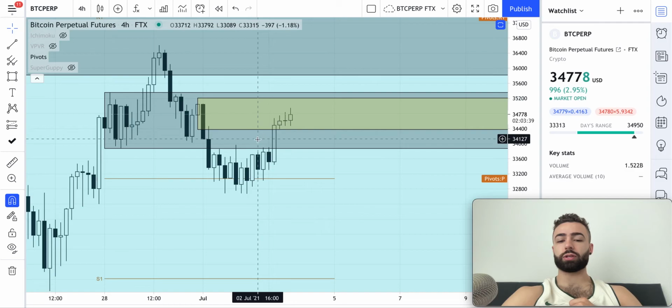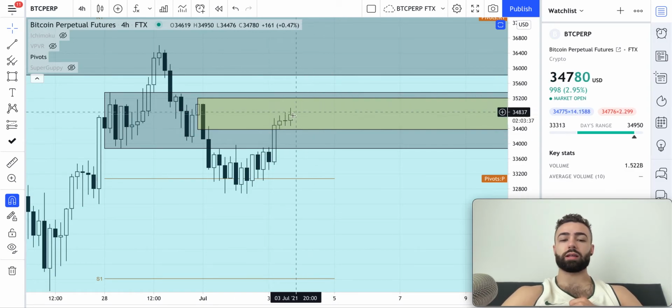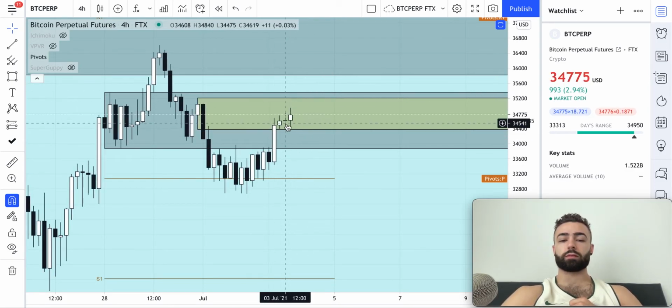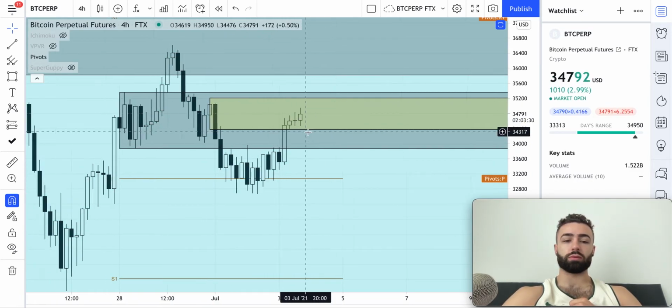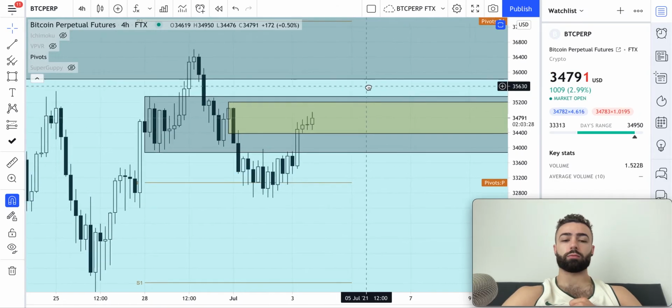If we do end up pushing through the zone on the first test and do not reject off of it at least once, this will end up being a strong support zone for the bulls. So that would be really good news for the bulls.